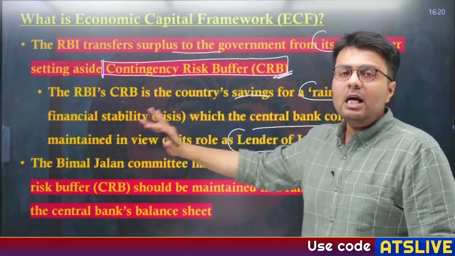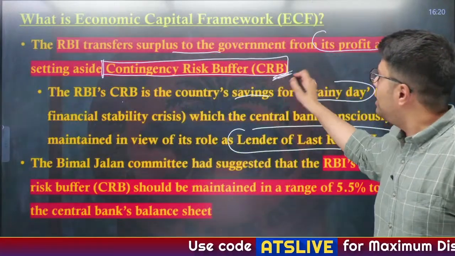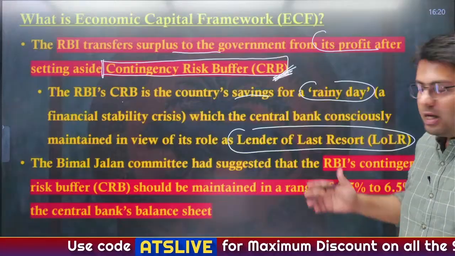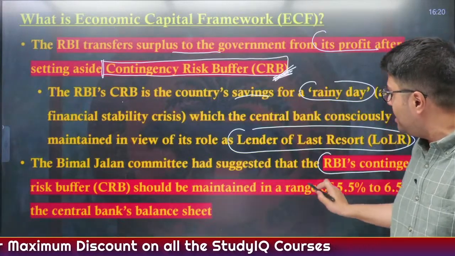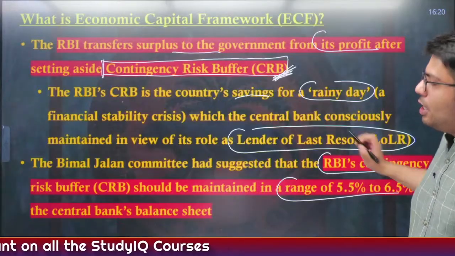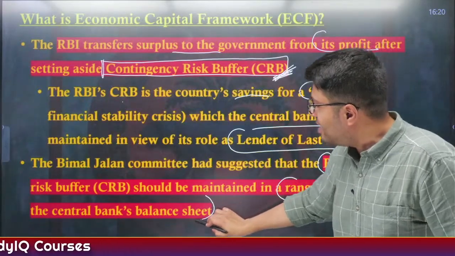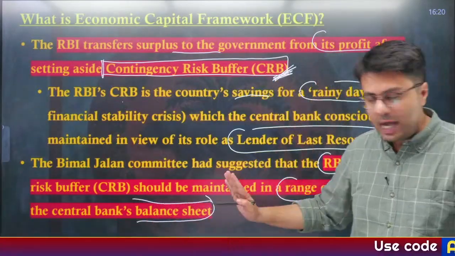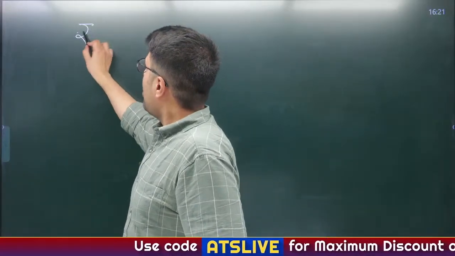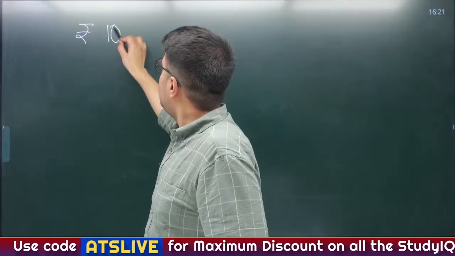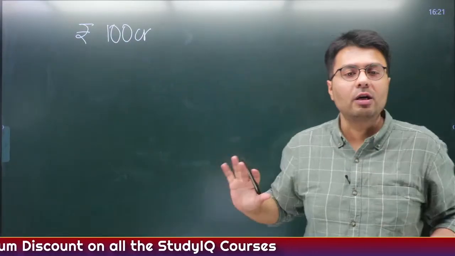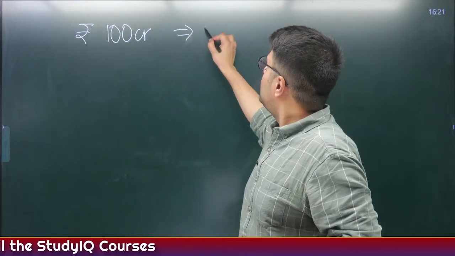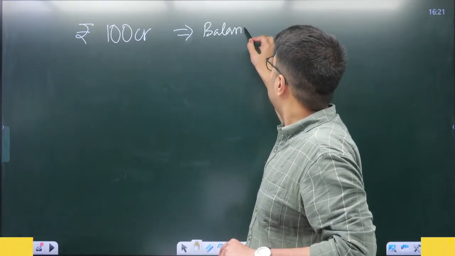Now what did the Bimal Jalan committee say about how much money should be kept in the contingency risk buffer? The Bimal Jalan committee said that RBI's contingency risk buffer should be maintained within a range of 5.5 to 6.5% of the central bank's balance sheet. Let me explain this with a very simple example. Suppose in a particular year, RBI has a balance sheet size of rupees 100 crore. This is hypothetical. So this is RBI's balance sheet or assets.